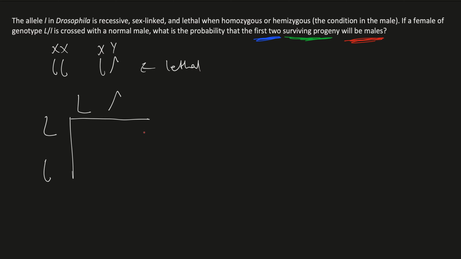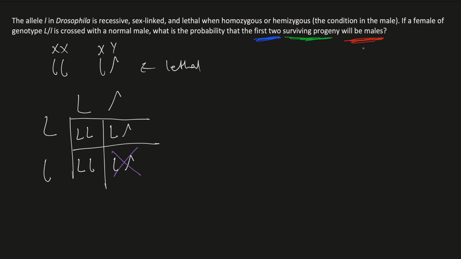Now, before we do that, let's look at our genotype table. We're going to do the Punnett square, right? So, if we do this, we're going to have a homozygous dominant female, so she's going to survive. A heterozygous female will survive, and then a dominant male, and then a recessive male. And so notice that this recessive male over here is going to die because he is hemizygous for the lowercase l allele in Drosophila. And notice that this is a sex-linked gene. Now, when we're looking at the probability question, it says the first two surviving progeny will be males.